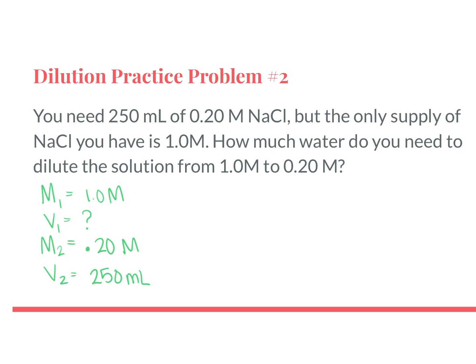From here, what equation do we use? Good. M1V1 equals M2V2. So now we're just going to plug in our numbers in that exact order.